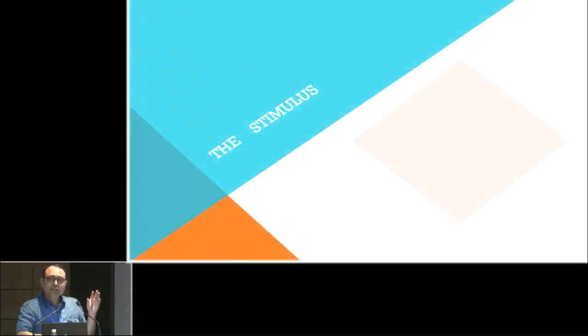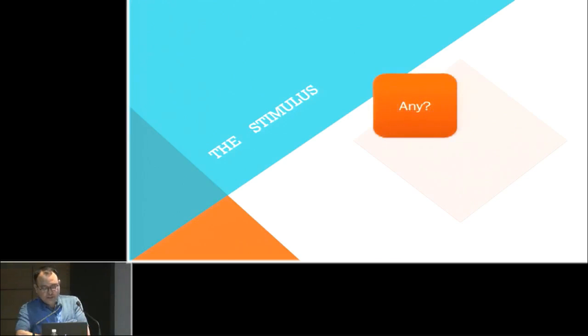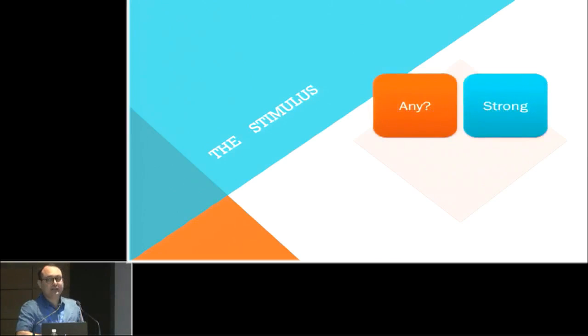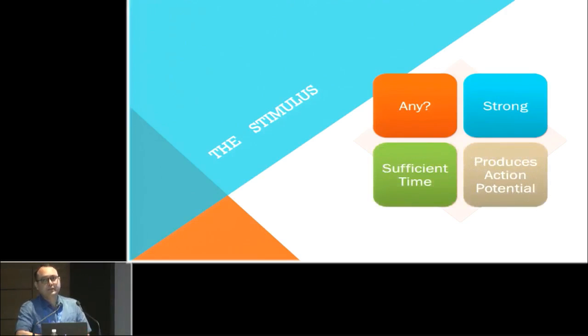Now, is this stimulus a simple stimulus, like a touch, and there is action potential? No, ladies and gentlemen, the stimulus should be a strong stimulus. But at the same time, that strong stimulus should be applied for a sufficient period of time, then only it will produce action potential in nerves, and that is the basis of peripheral nerve stimulator.